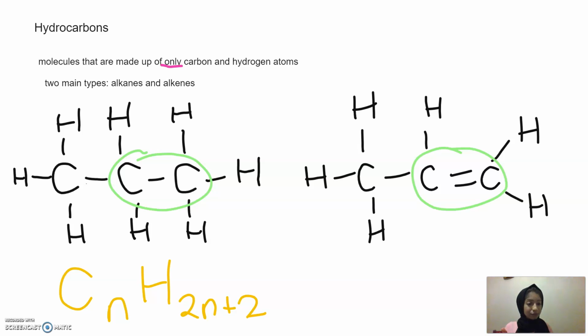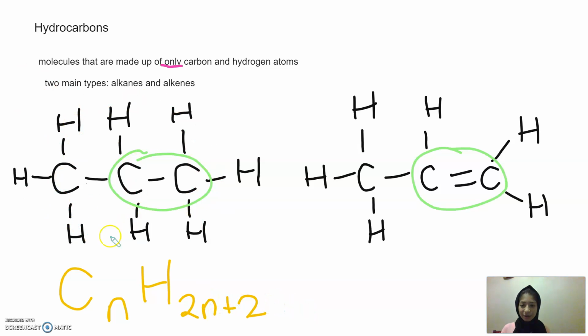So, okay, let's use the 50 example. So how many hydrogens does an alkane have that has a carbon chain of 50? So our n would be 50 because we have C50, and then our H2n+2. So 2n would be 50 times 2, which is 100, and then plus 2 would be 102. So that would be C50H102. So that's a very long alkane.